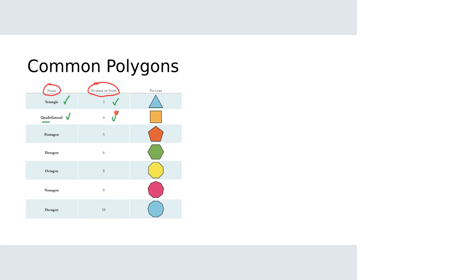Quadrilaterals have 4 sides, and quadrilaterals can look different from this, but that happens to be one example of a quadrilateral. And then we get to 5 sides, and that's called a pentagon. 6 sides is a hexagon. 8 sides is an octagon. One you might not know is that 9 sides is a nonagon, and another one you might not know is that 10 sides is a decagon.